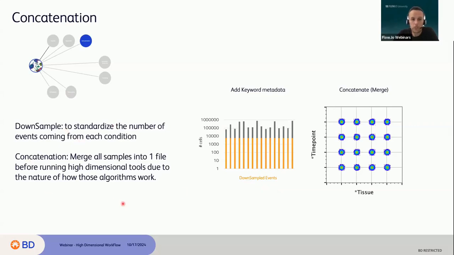Usually with this concatenation step, we combine it with a downsample step. This downsample step is not necessarily to decrease the number of events, but just to make sure that we have the same number of events in each condition, because we don't want the algorithm to be overpowered by one condition. So we want to have a similar number of events for each condition.